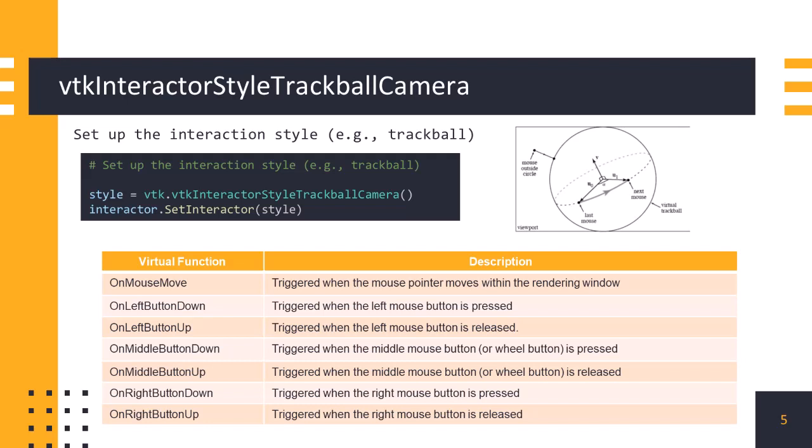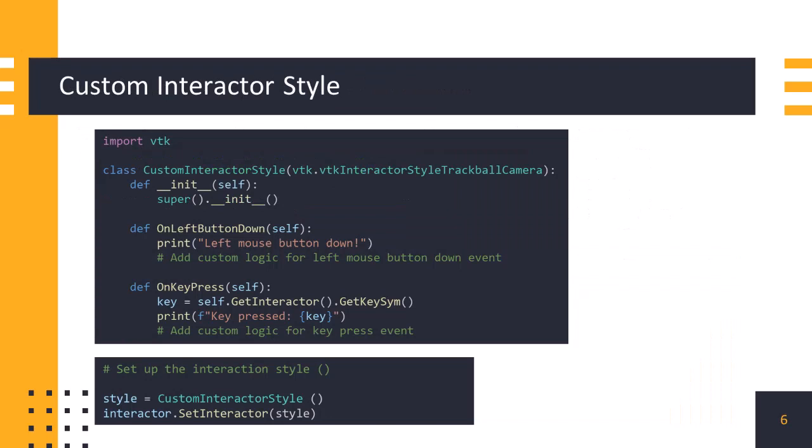In this class, there are virtual event handling methods, which we can override in our custom implementation of the interactor style, and customize the way we interact with the rendered scene. Creating a custom interactor style allows us to define specific behaviors and interactions for our application needs. Here's an example of how we can create a custom interactor style by subclassing the VTK Interactor Style Trackball Camera class, overriding its methods, and defining custom logic for user interaction. Then we just have to set our custom interactor style in the render window interactor, so all the events are passed to our interactor class and handled using the overridden methods.